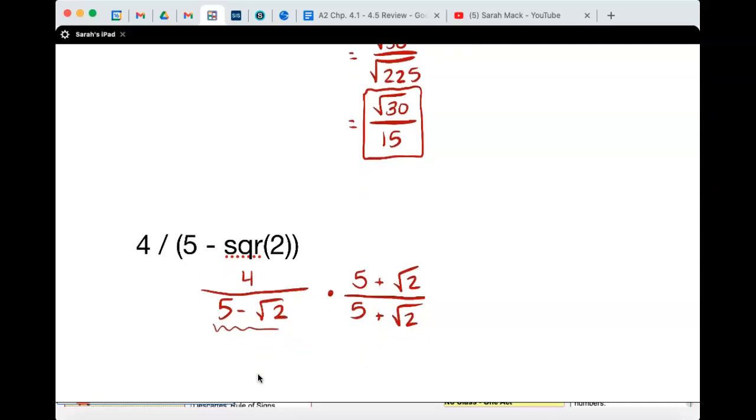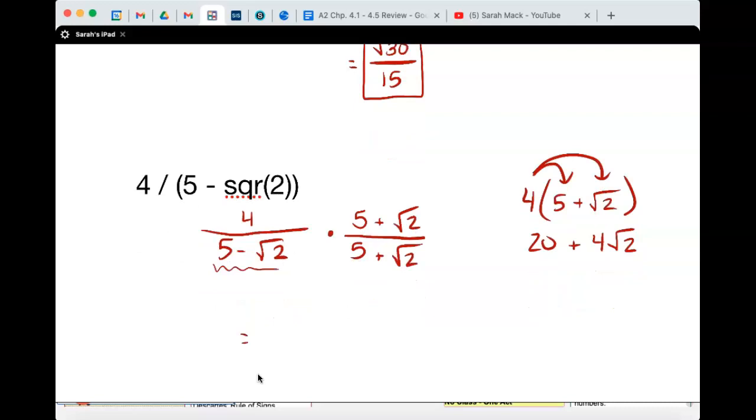So I need to multiply straight across. But notice I have binomials, so I'm going to go off to the side. I multiply 4 times 5 plus square root of 2 by distributing. 20. Square root of 8. Ooh, 4 and square root of 2 are not like terms. So that's 4 square root of 2. Okay, so that's my numerator.